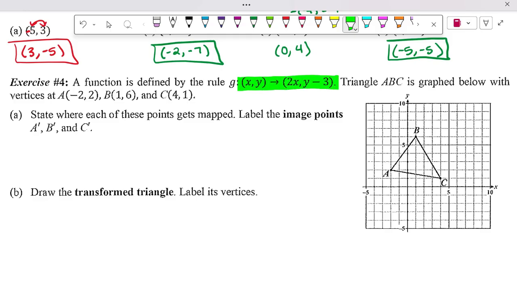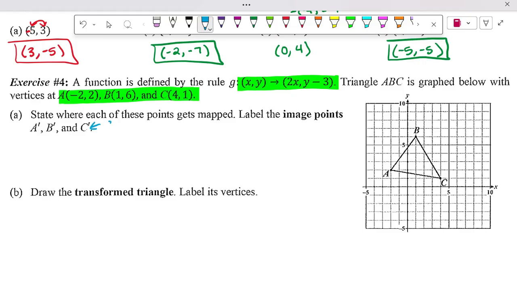If we start with (x, y), it becomes (2x, y minus 3). And they gave us these 3 points, which they already graphed for us. So take a minute. I want you to first find out the new points, which are labeled A prime, B prime, and C prime. A prime, or that little apostrophe next to the letter, is what we in math use to indicate we did one transformation. We plugged it into one function. So that's how you read it.